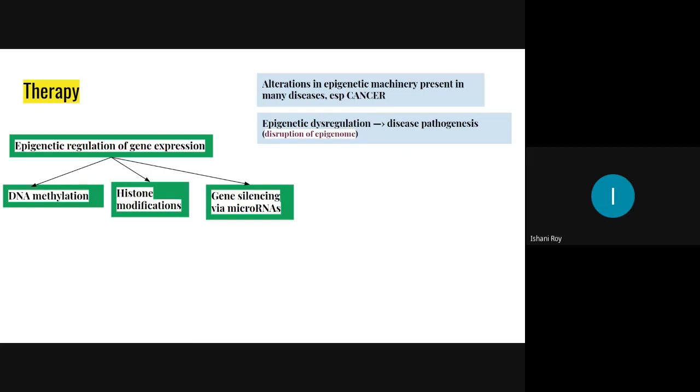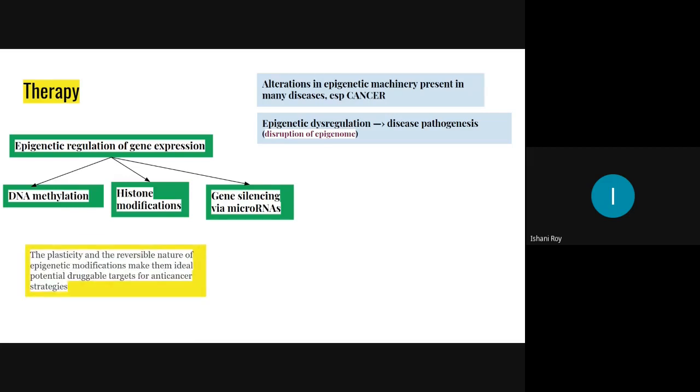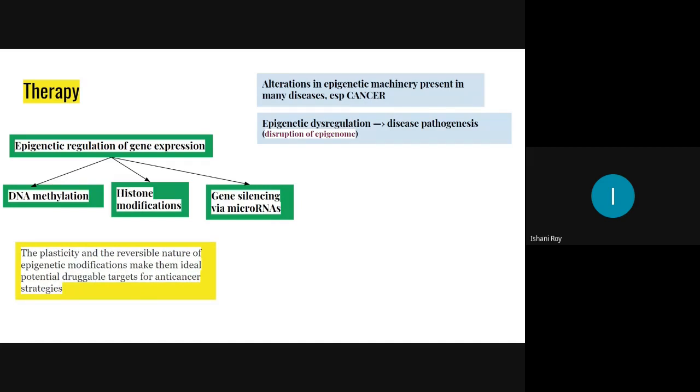Now, how is this knowledge of epigenetics utilized in therapy? How do you think that epigenetics can be used to make drugs which can possibly be treatments for diseases? So, as we have learned, epigenetics is essentially the addition or removal of certain molecules to and from the DNA. So, in a sense, it becomes a reversible phenomenon, right? So the plasticity and this reversible nature of epigenetic modifications is the basis for developing anti-cancer drugs or epigenetic drugs.